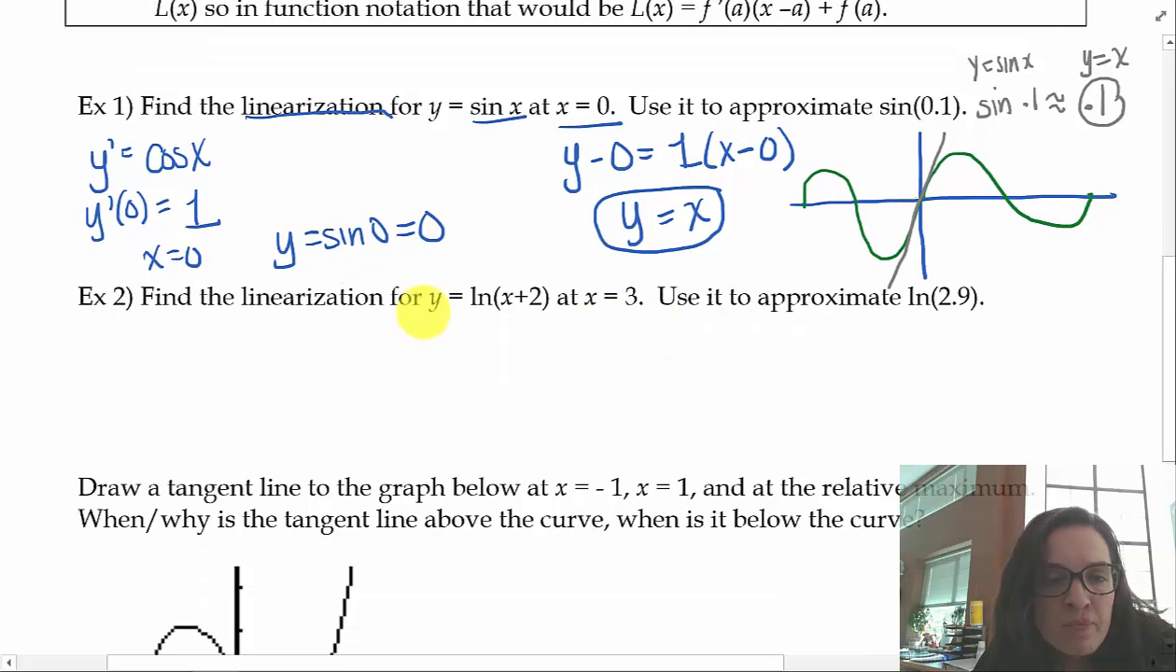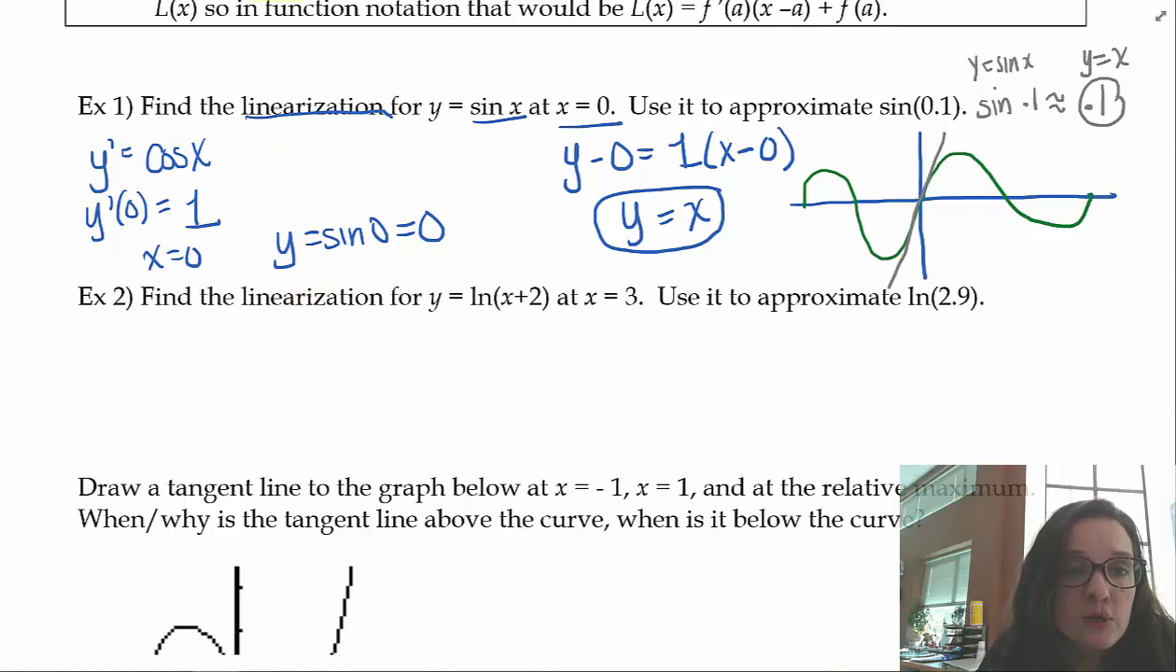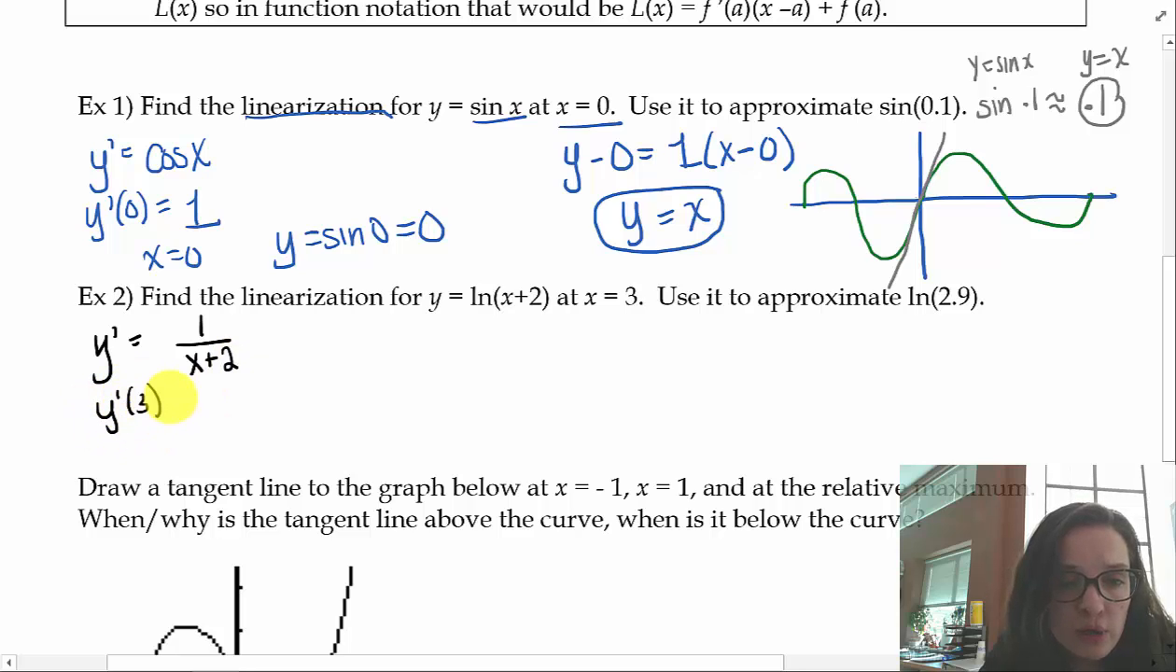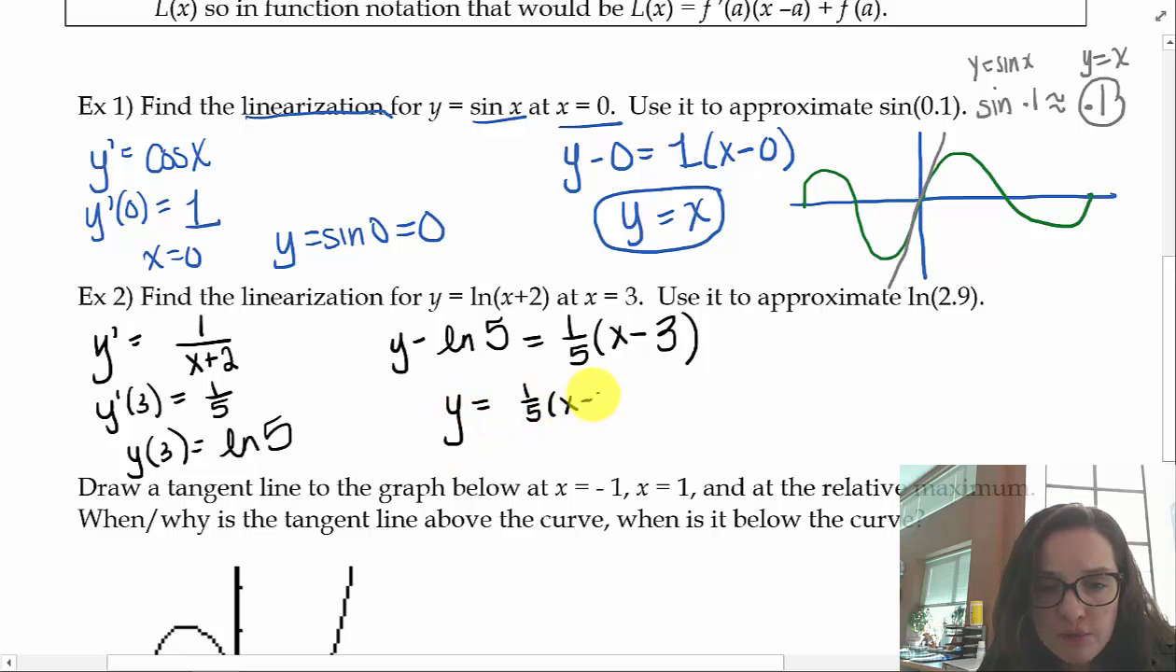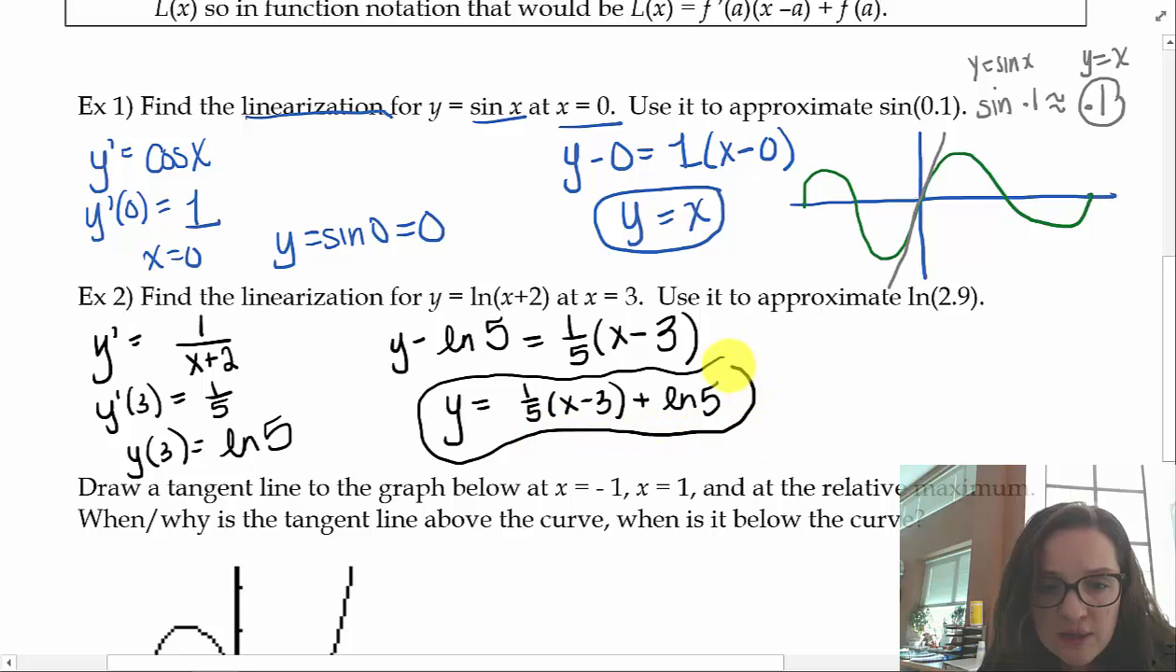Find the linearization for y equals ln of x plus 2 at x equals 3. Use it to approximate the ln of 2.9. Okay, fine. If I want the linearization, I just want the tangent line, so I need y prime. The derivative of an ln is the derivative of the inside over the inside. Then y prime at 3 is going to be 1/5, and y of 3 is going to be ln 5. So y minus y1 equals m times x minus x1. If I make my linearization a function, it's 1/5 times x minus 3 plus ln 5. This right here is the linearization.